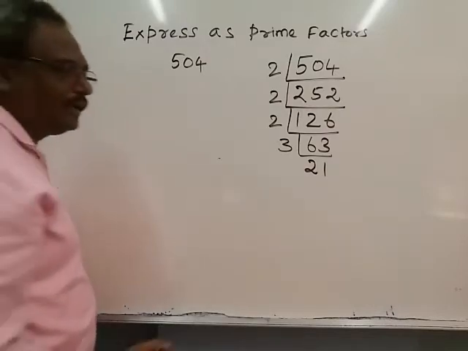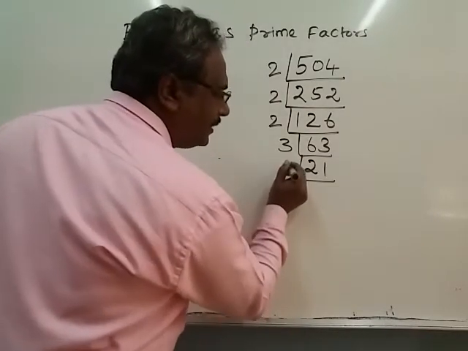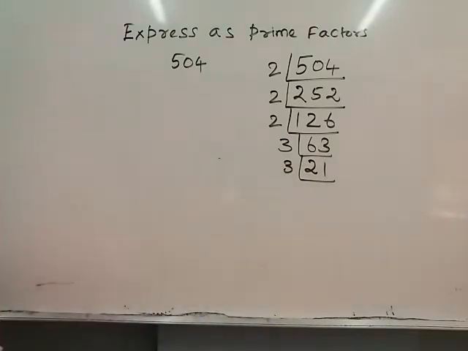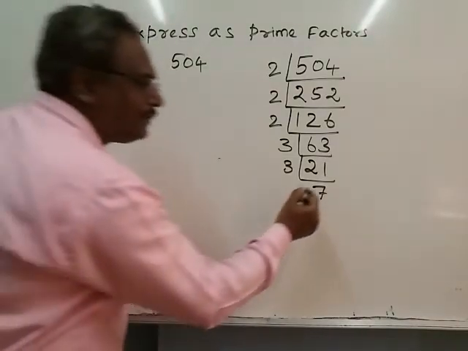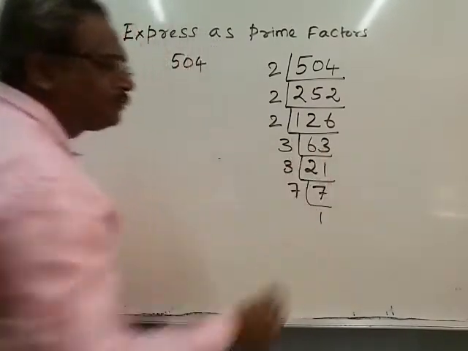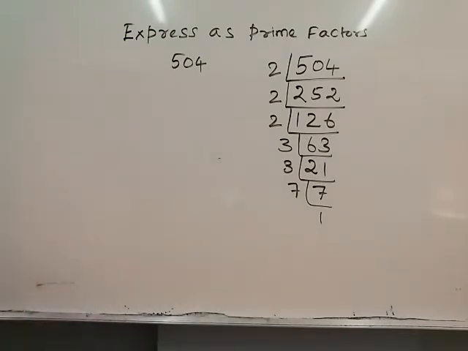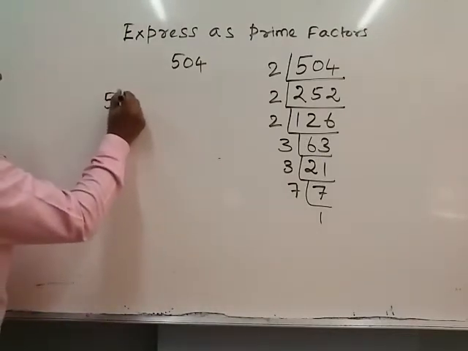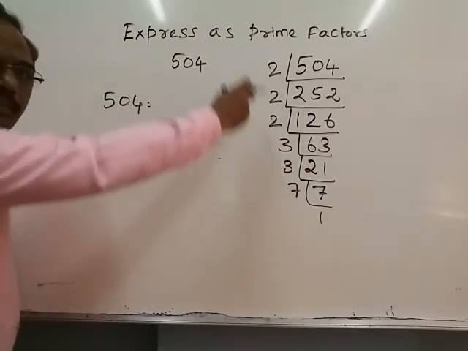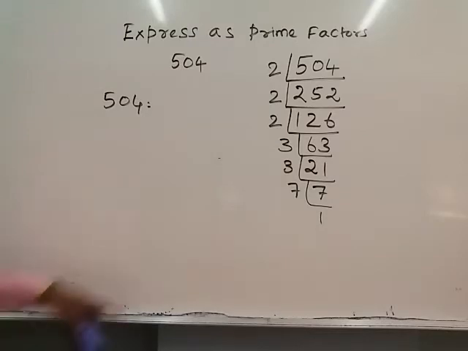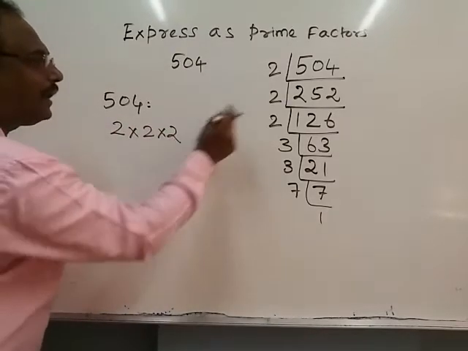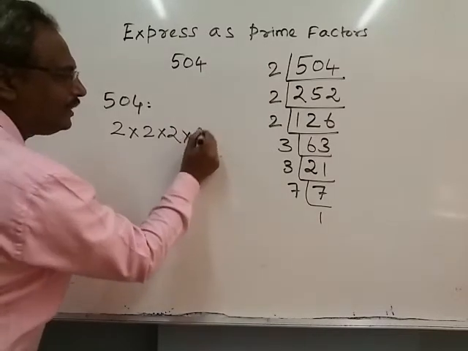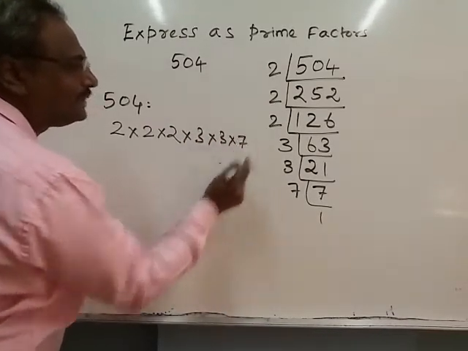Again I am going to divide this number by 3. So what will be the answer? This is 7. 7 is a prime number, so I can divide 7 only by 7. So the number is 1. Now I am going to express 504 in terms of prime numbers. So how can I write? This is equal to 2 multiply 2 multiply 2 multiply 3 multiply 3 multiply 7, isn't it?